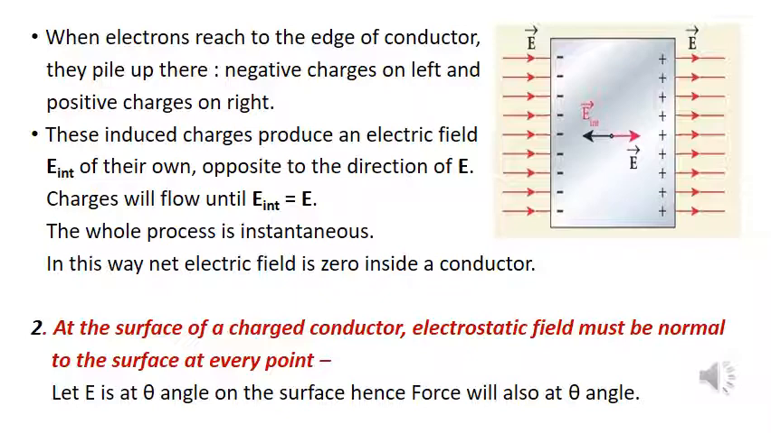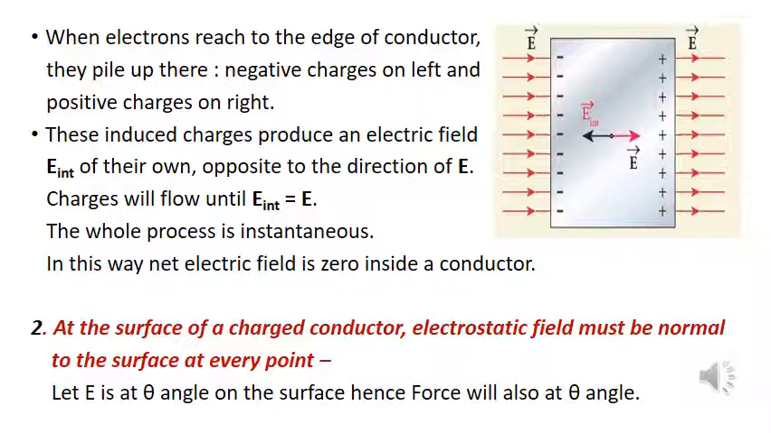Next step is these charges produce an electric field E internal of their own, opposite to the direction of external electric field E. As we can see, since there is polarization occur within a conductor, so there will be an induced electric field due to positive and negative charges from positive charge to the negative charge.